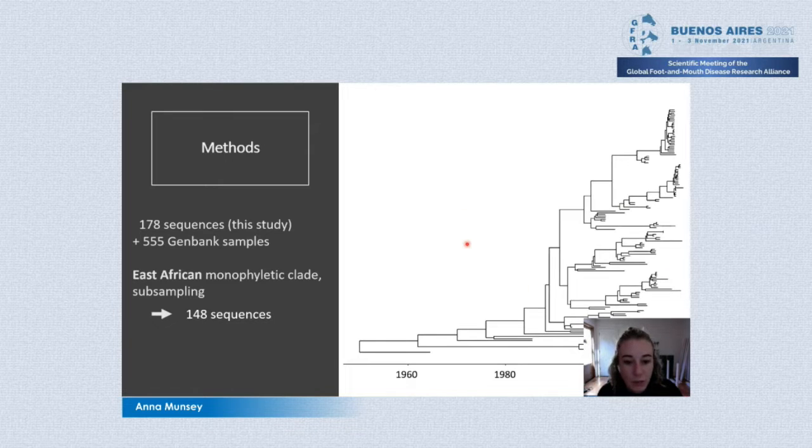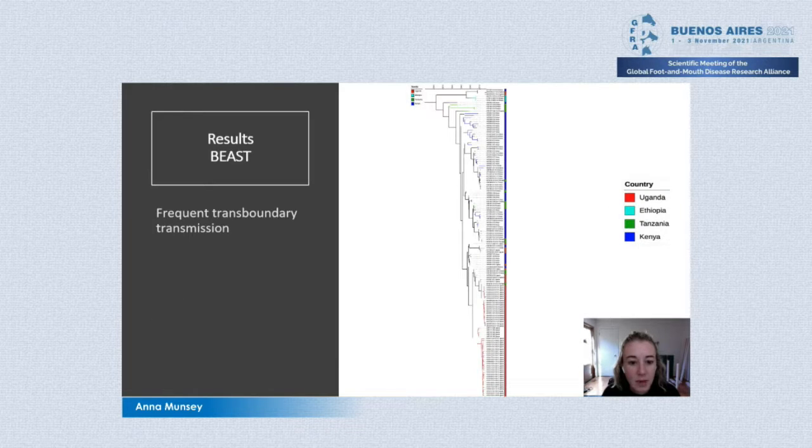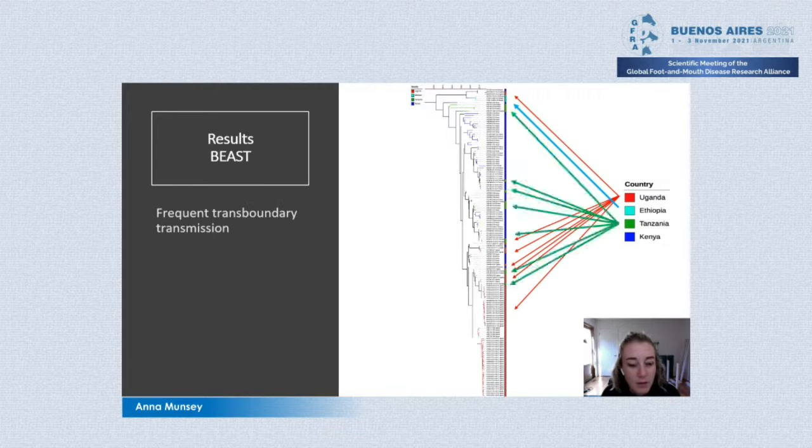And the phylogenetic tree produced by BEAST is shown here with the timescale shown here on the x-axis. This is the same phylogenetic tree shown in the last slide, now just color-coded by country of origin of the sequence. So you can see our Uganda sequences as well as GenBank Uganda sequences are colored in red, sequences from Ethiopia, light blue, sequences from Tanzania in green, and then sequences collected from Kenya are in this darker blue. The point of this is just to demonstrate the frequency of transboundary transmission during the period over which samples from this monophyletic clade were collected.